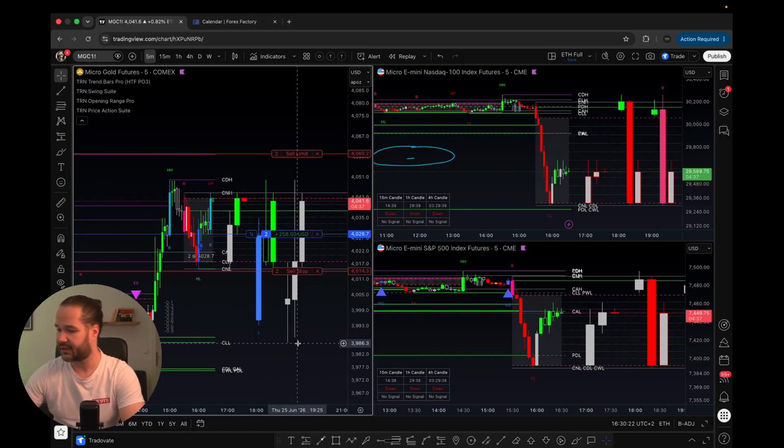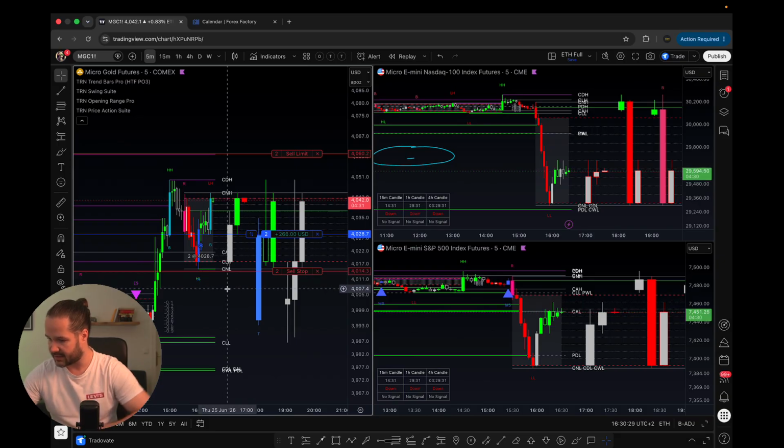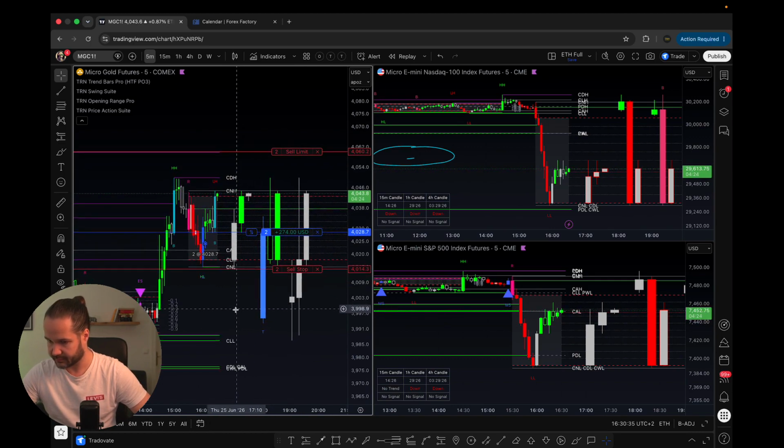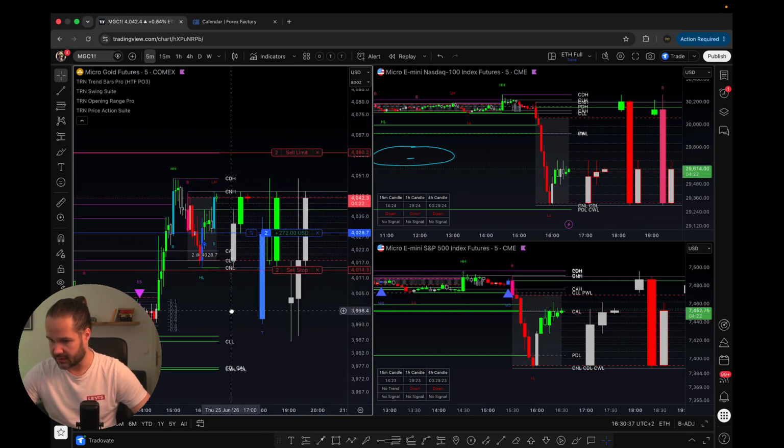Yeah, opening range now fully formed. So we have the opening range high and low. Some new key levels we can work with. And gold wants higher, hopefully.